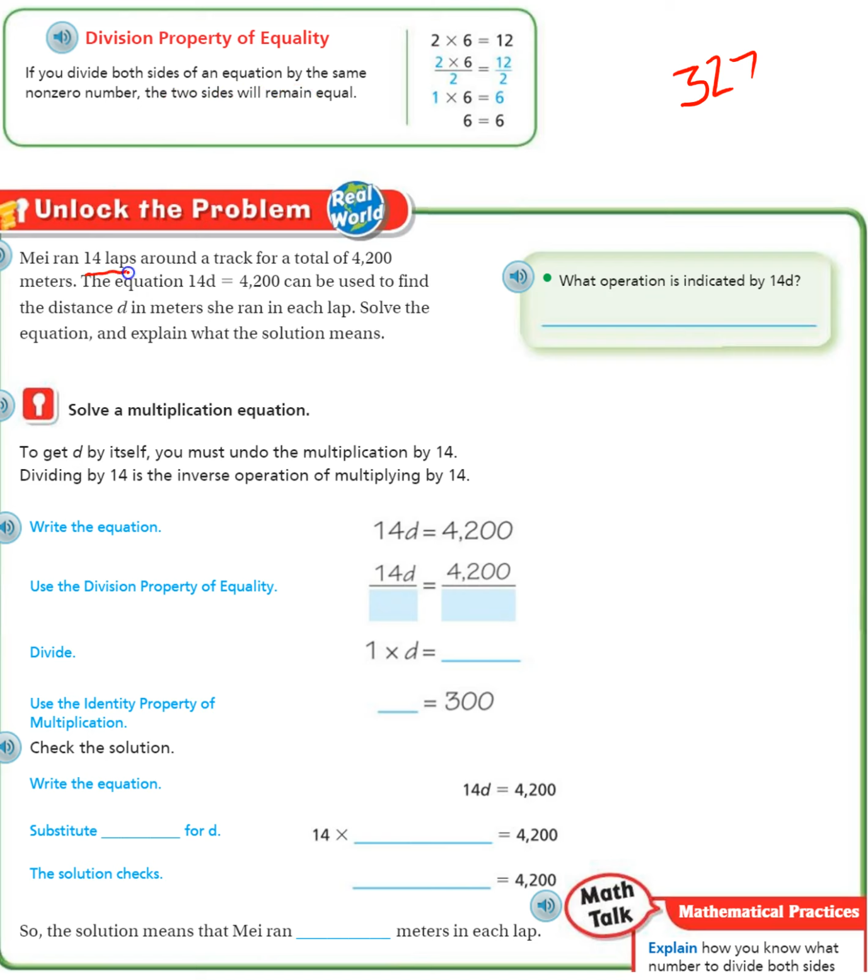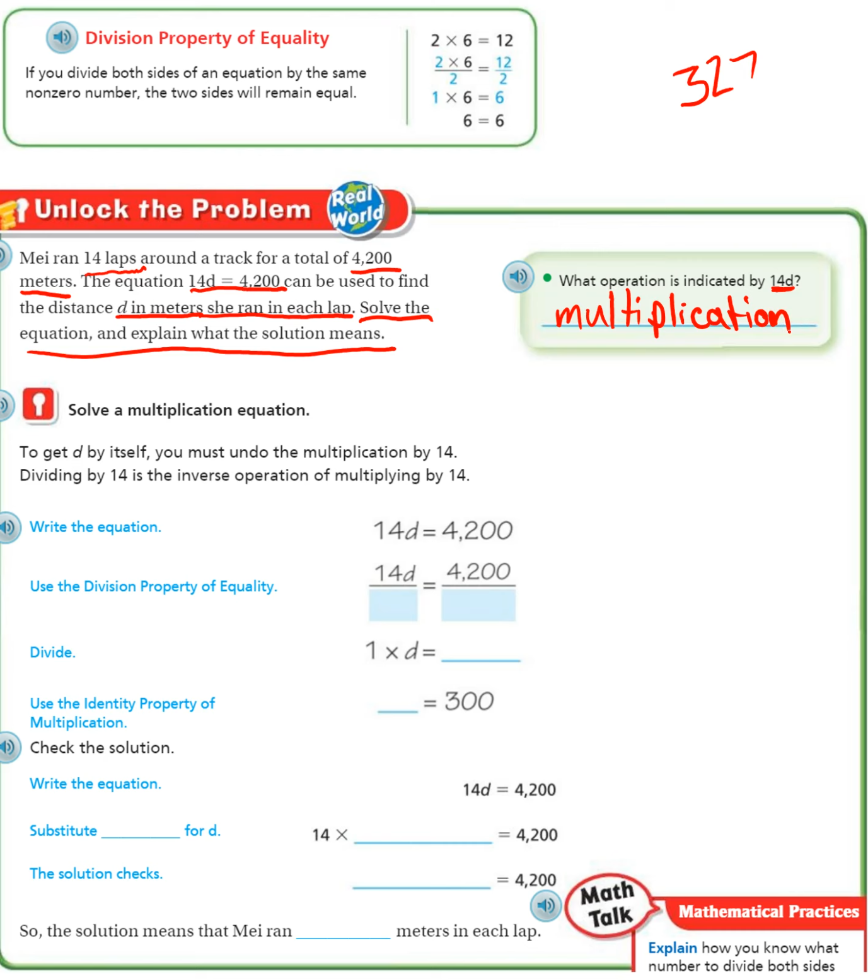May ran 14 laps around a track for a total of 4,200 meters. The equation 14d equals 4,200 can be used to find the distance, d, in meters that she ran in each lap. Solve the equation and explain what the solution means. So what operation is indicated by 14d? Whenever you have a number with a letter right next to it and no sign in between, it's an implied multiplication. So this is a multiplication, 14 times d.